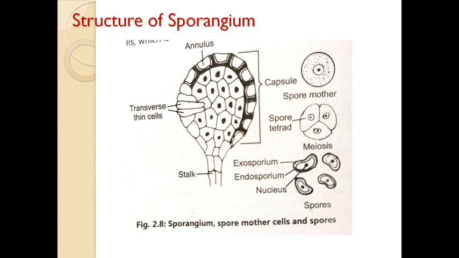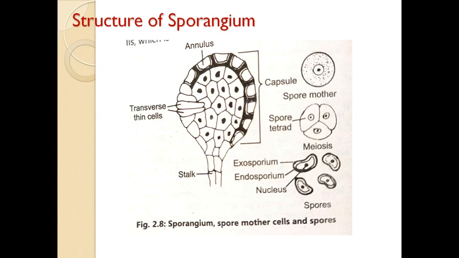At maturity, the sporangium opens through these cells, forming the stomium. This transverse thin cell part is the stomium, and this thick wall cell part is called the annulus. When the sporangium becomes mature, it opens through these transverse thin cells, called the stomium.